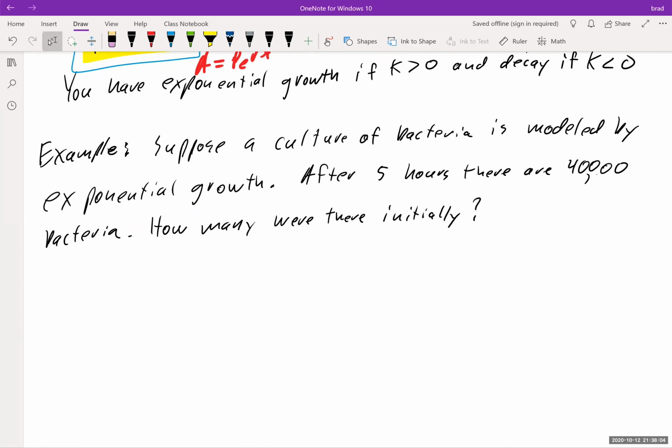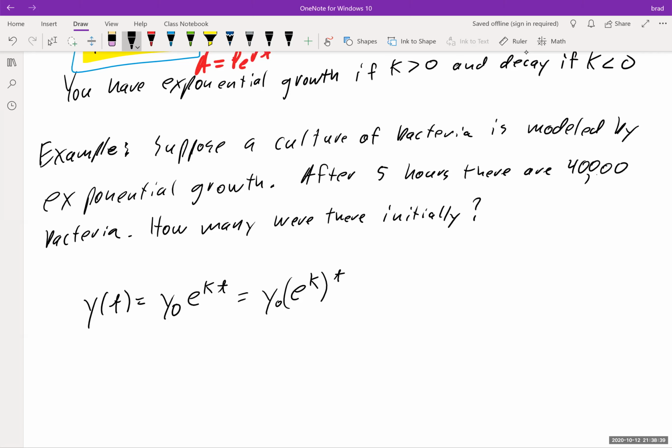Okay, so here's an example. It says, suppose a culture of bacteria is modeled by exponential growth. After 5 hours, there are 40,000 bacteria. How many were there initially? So what we're going to do is write our initial problem. y of t is equal to y of 0 e to the kt. Now, this is just a preference, but if you want, you could even write it like this, e to the k, and then all of this to the t. This means the same thing.